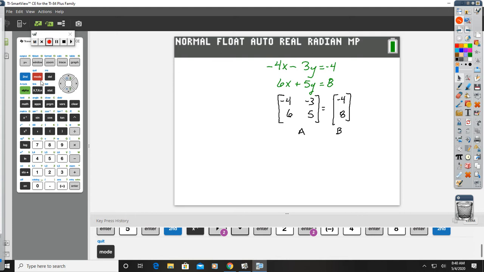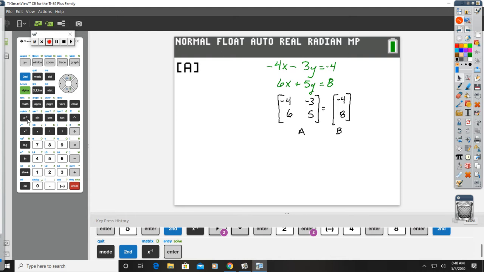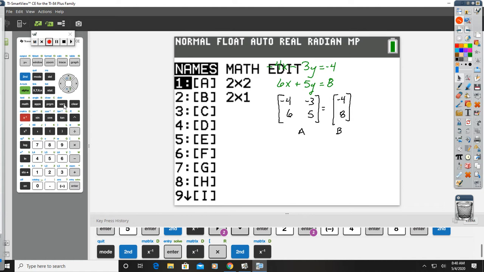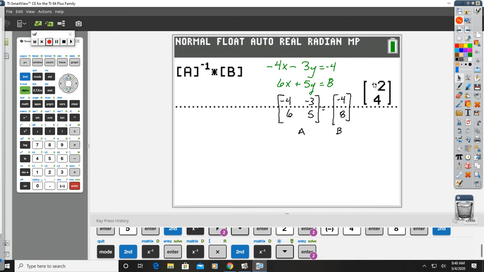It takes me out of the matrix menu. Now that sounds weird, but we're going to go back into the matrix menu and choose matrix A. And I hit that little inverse times second matrix B, and I hit enter. Now B's on there. So now I do that and it tells me this is my answer.